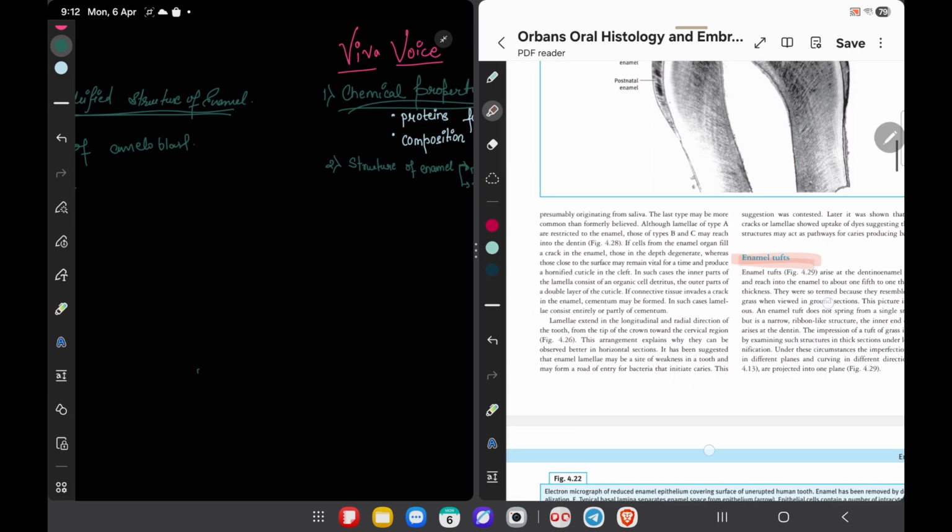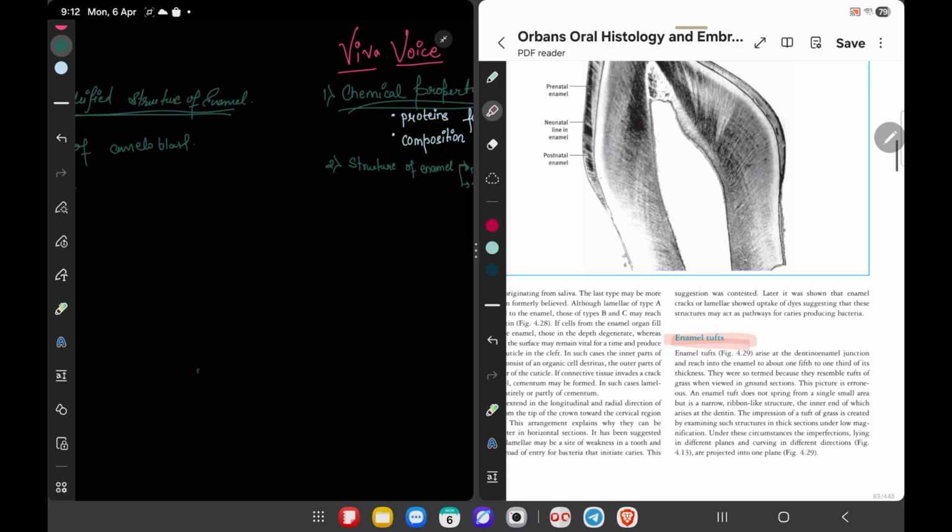Enamel tufts. Enamel tufts give a rice-like appearance at your dento-enamel junction. You will remember it if you have drawn your histo diagram. This is, and I'm not using the correct color coding, but I'm telling you this is dentin. This is your DEJ, the dentino-enamel junction. This is your enamel rods. So here tuft-like structures appear. This is the enamel tuft. So enamel tuft is also important.